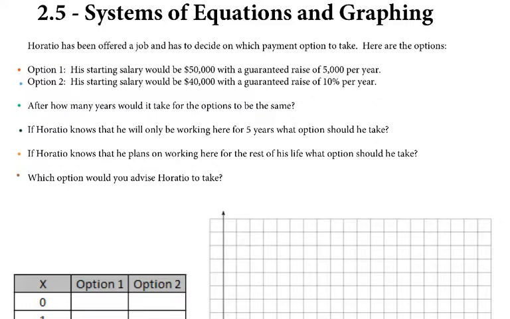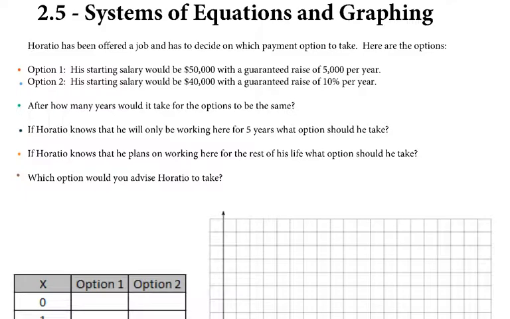All right, Math 1. We're taking a look at these notes, 2.5 Systems of Equations and Graphing. We're going to start off by having you deal with a question. You're going to get the most out of it if you actually attempt to do this instead of just sitting there doing nothing. So put some effort in and let's try to get this done.